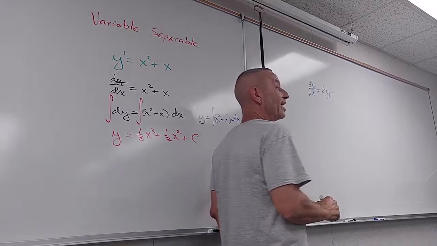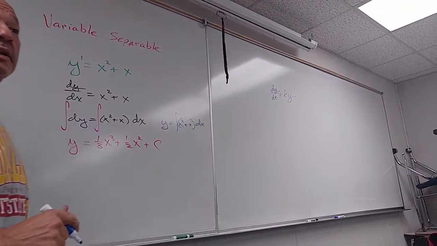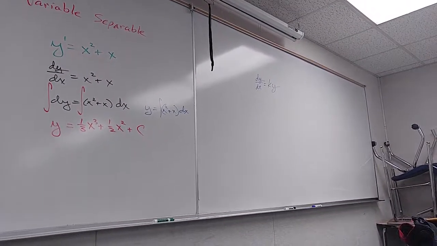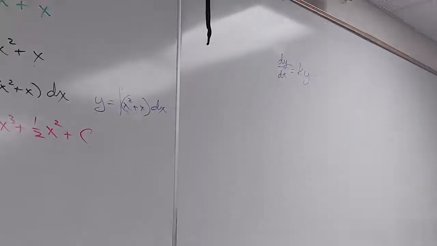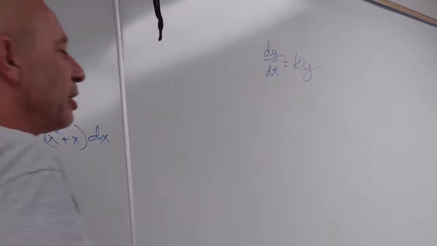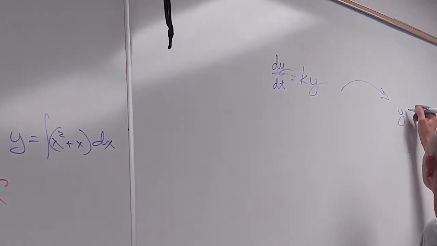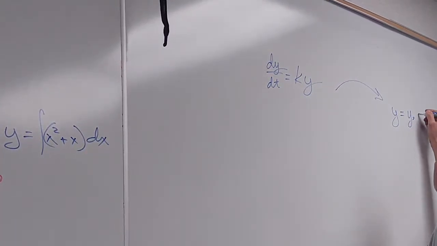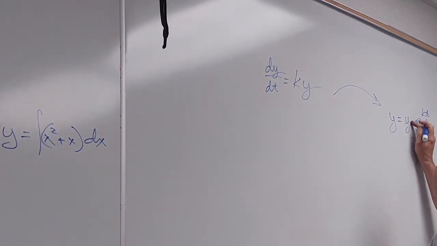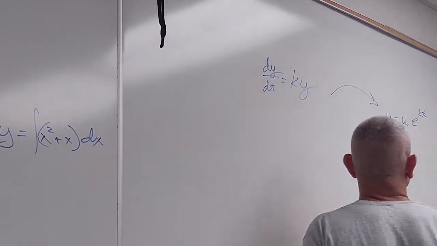You better remember that. Test 1. We didn't have to solve that differential equation. We just wrote down what the solution was. What was the solution? y equals y0 e to the kt.